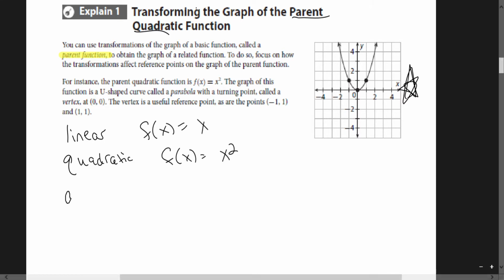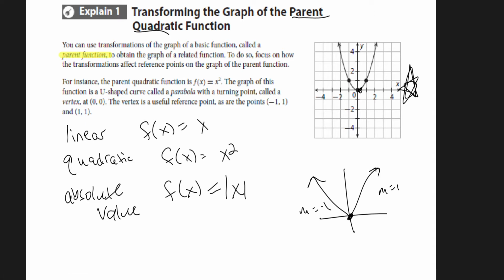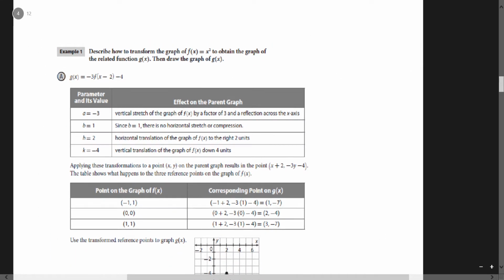And then we also have the absolute value function, which would be f of x equals the absolute value of x. And that's our function that looks like this, where it's got a slope of positive 1 over here and a slope of negative 1 over here. Vertex is at 0, 0. Again, the vertex here on our quadratic is also at 0, 0. So if we ever talk about the parent function, you need to recognize which one we're talking about before it gets transformed. So in this example, they're talking about the different transformations.